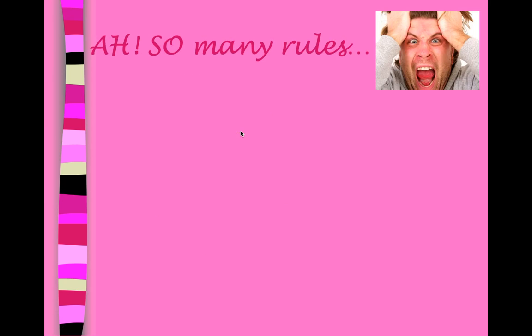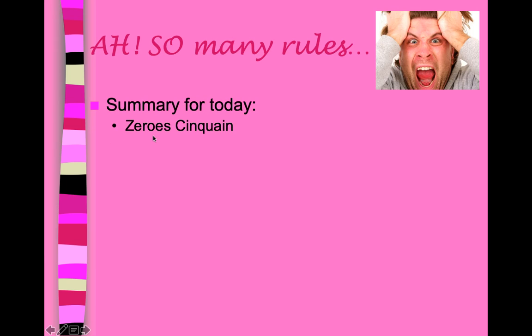Okay, as you saw, I gave you a little preview. There are so many rules about sig figs, especially about zeros. So here's what I want you to do for your summary today. I want you to write a zeros cinquain. A cinquain is another one of those creative ways to review to get your brain more actively involved in your thinking. It's a 5-line poem that has 2 syllables in the first line, 4 syllables in the second line, 6 syllables in the third line, 8 syllables in the fourth line, back to 2 syllables in the fifth line. So 5 lines, these are the number of syllables in each line.